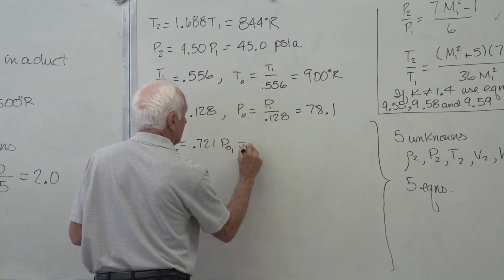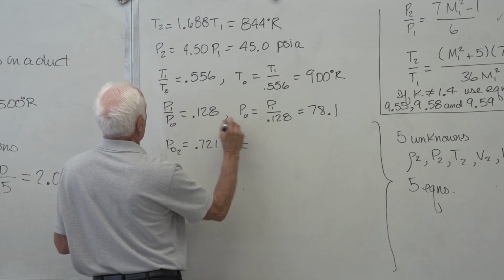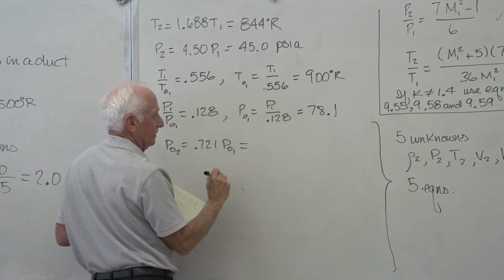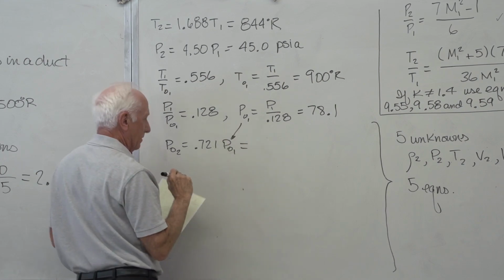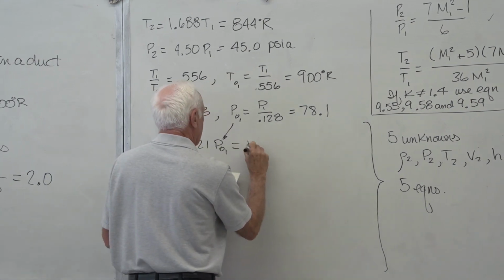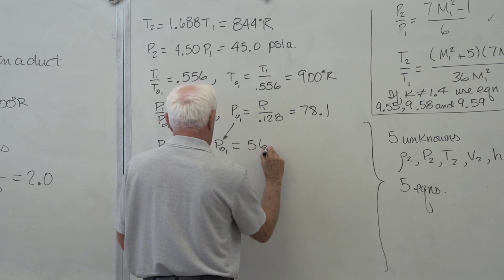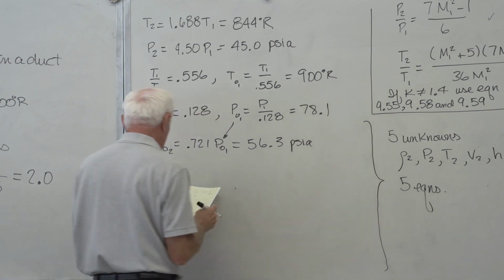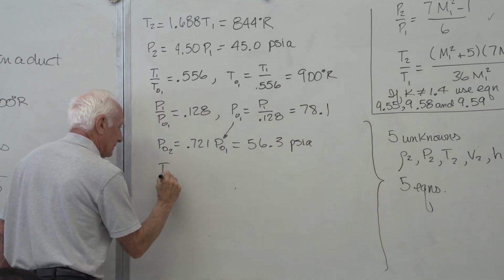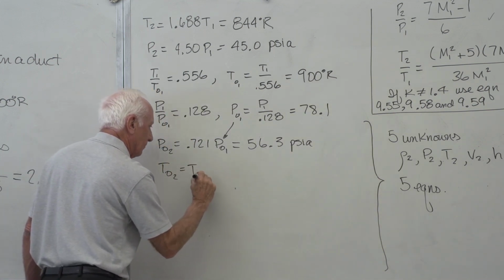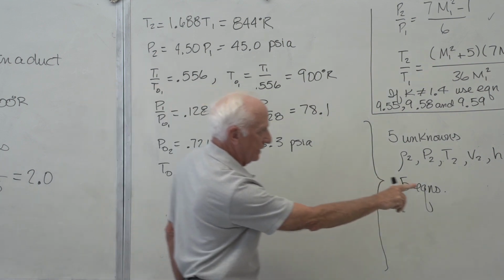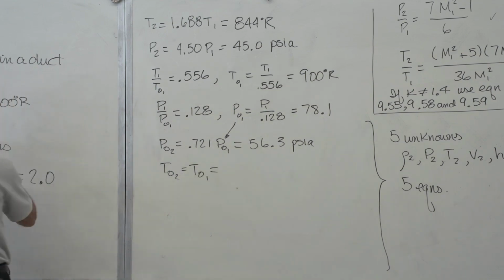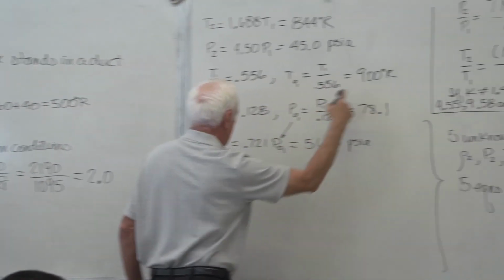P naught 1. Okay, put these guys on here. Put him in there. 56.3 psia. T naught 2 equals T naught 1, didn't change any. Stagnation temperature does not change. T naught 1, 900.